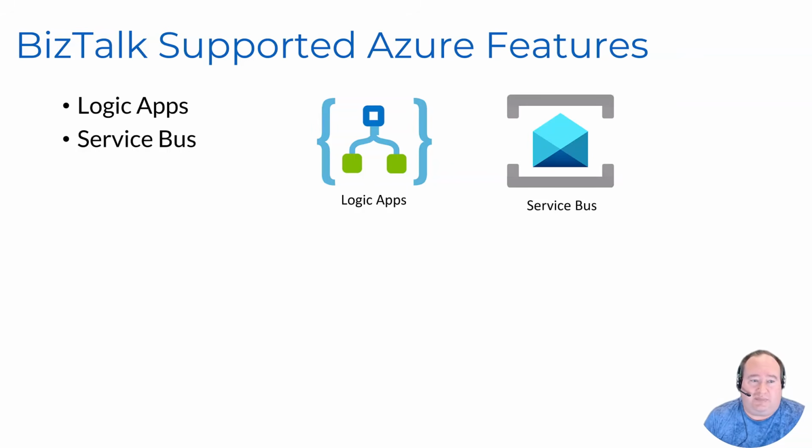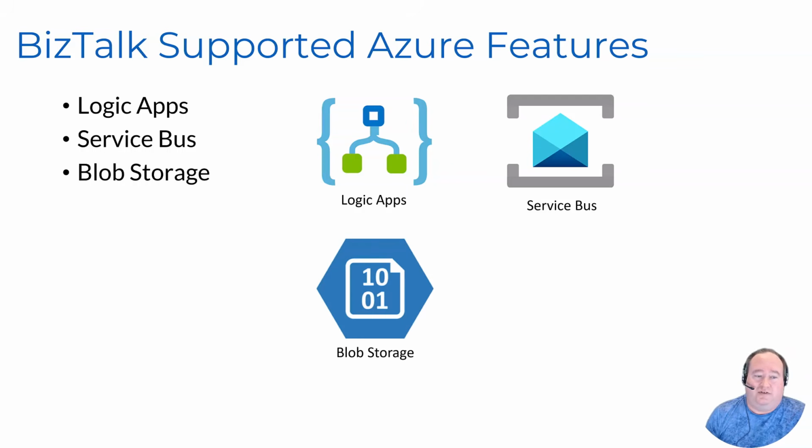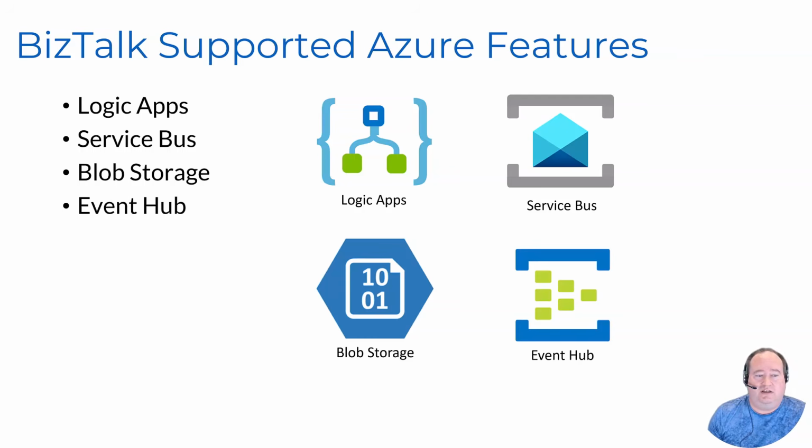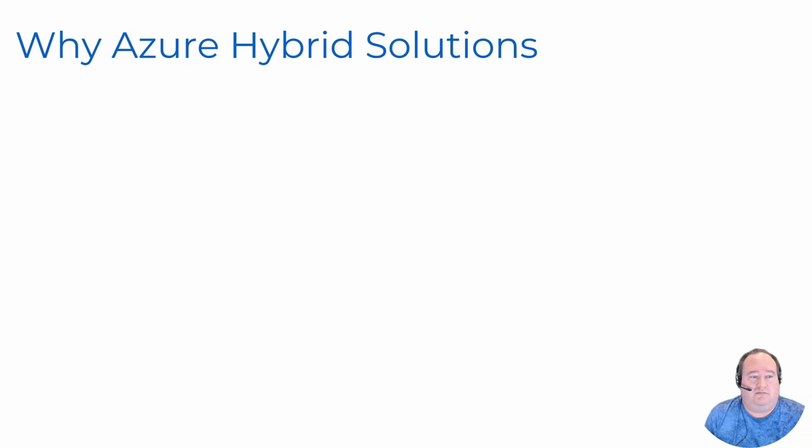There's also Service Bus. BizTalk Server can read and write messages to Service Bus queues in Azure. There's Blob Storage. So just like Service Bus, BizTalk can read and write to Blob Storage in the cloud. And also Event Hub. So BizTalk Server can receive events in from Event Hub and then write events from BizTalk Server into Event Hub, which is just native support built right into BizTalk Server.